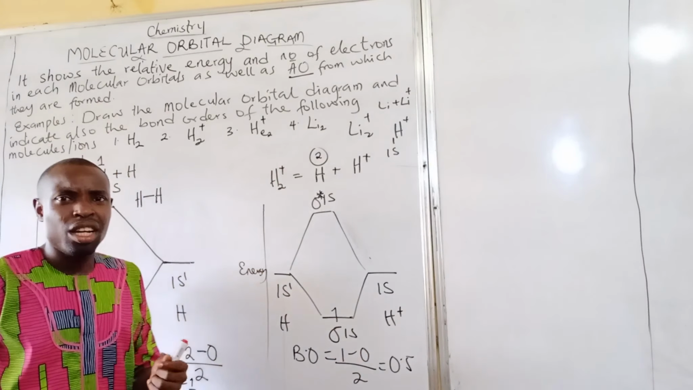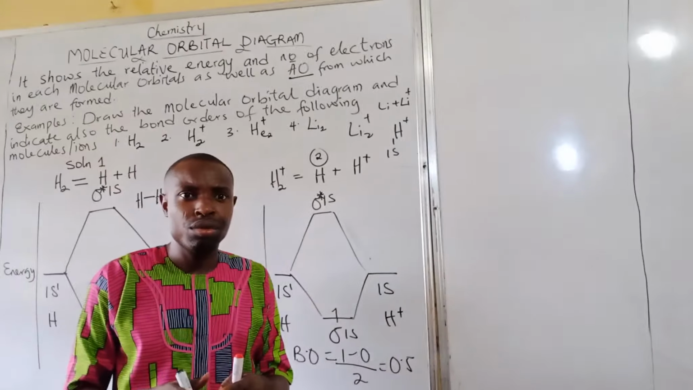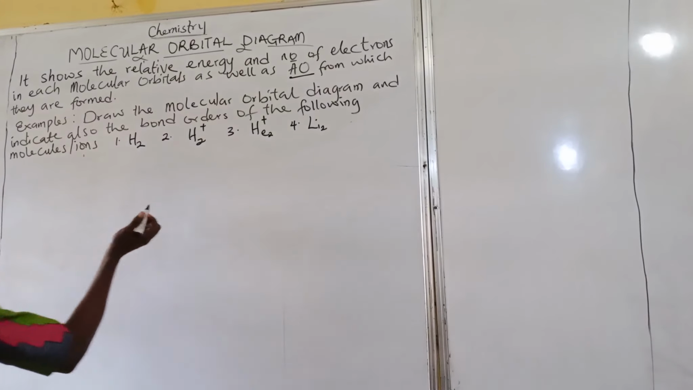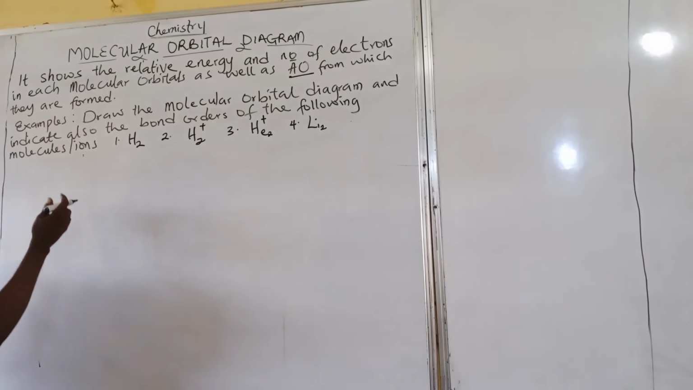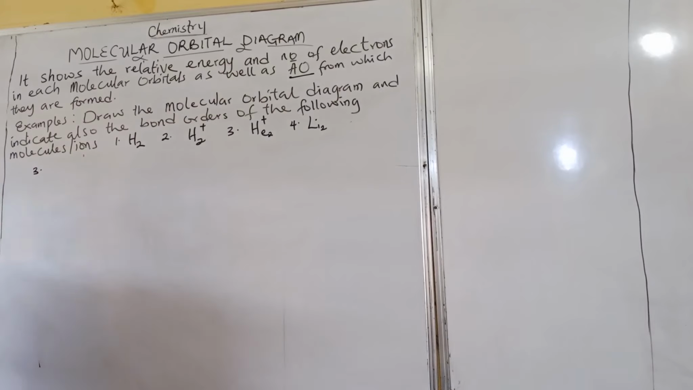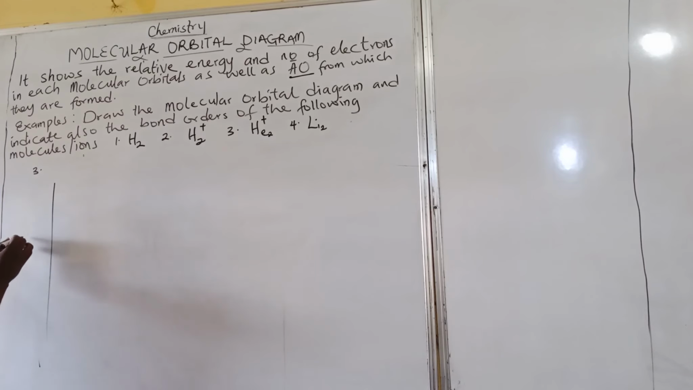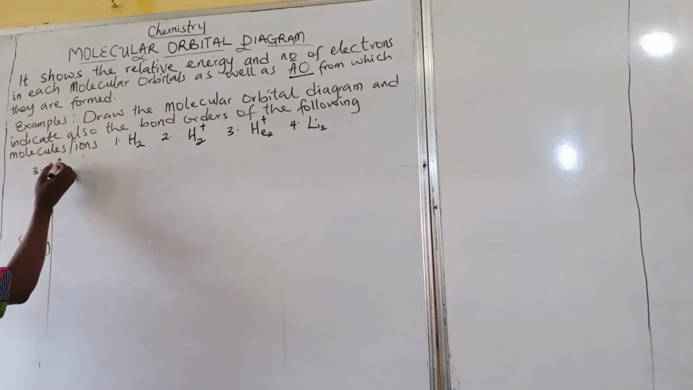So we'll move straight away to the next example. We move here with example 3. Now what do we do next? So we come here. Here is the energy. This is for what now? Helium.